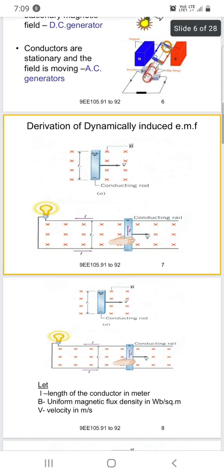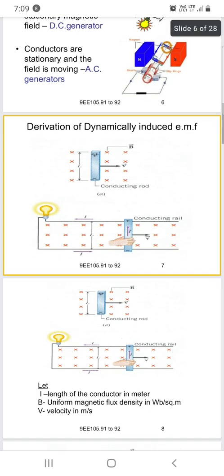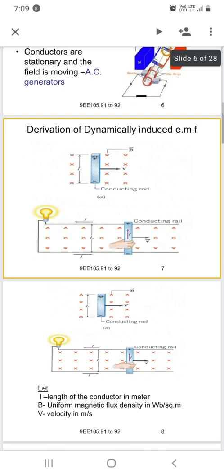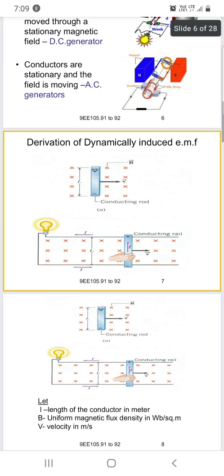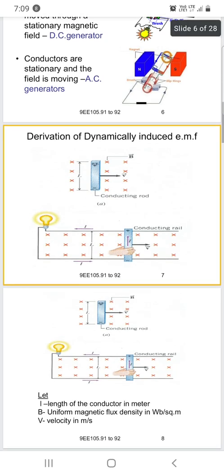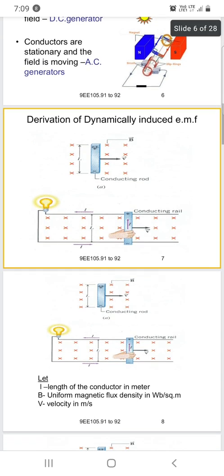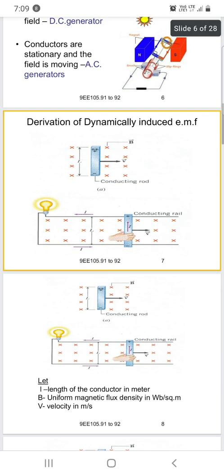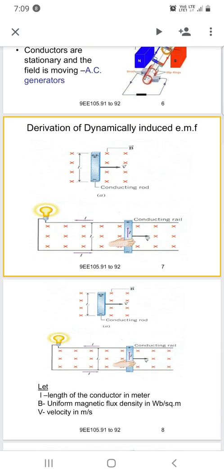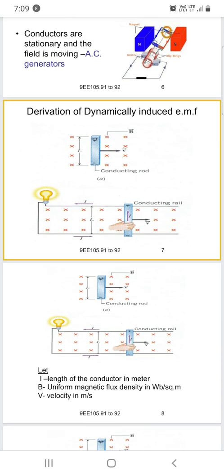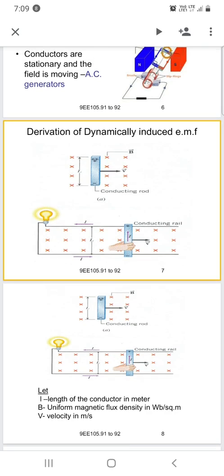In the magnetic field, the conductors are moving. If the conductors are moving perpendicular to the magnetic field, then the EMF is caused in the conductor or coil. If the conductors are moving parallel to the magnetic lines of force, magnetic flux, then there is no EMF produced in the conductor or coil.